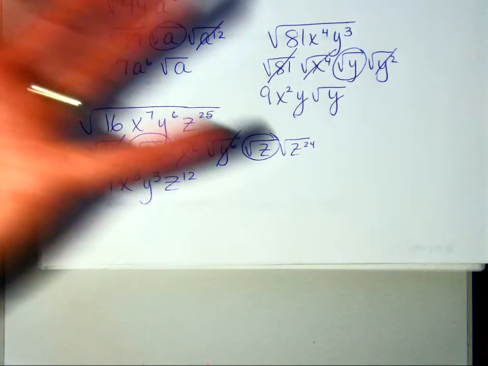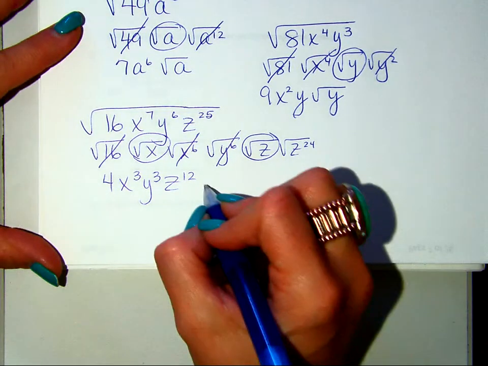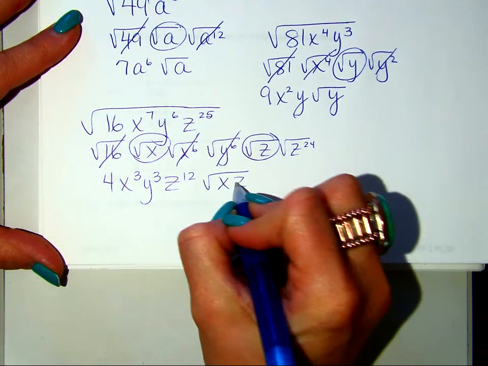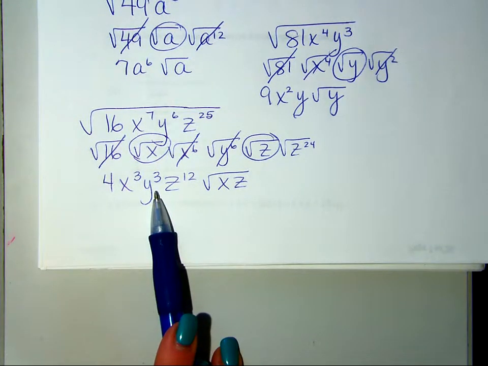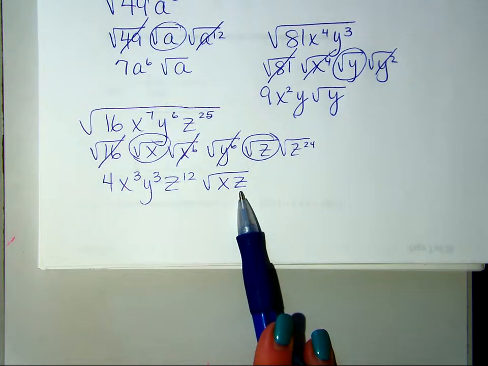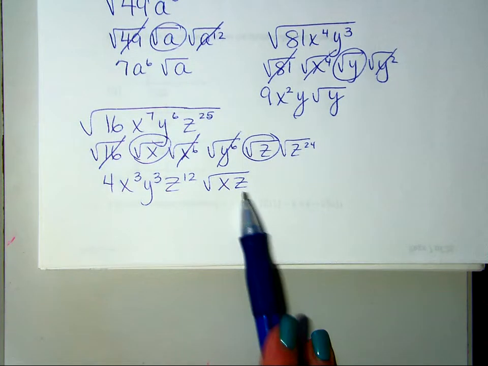And now, what's left in the circles? An x and a z. And I want them both under the same radical sign. So do not keep them separate. Whatever's under the radical, all gets put under the radical. So here's what you're doing when you're simplifying radicals. You're looking for what perfect squares can come out and go in front, and what has to stay in and go in behind. Okay? That's what we're doing.